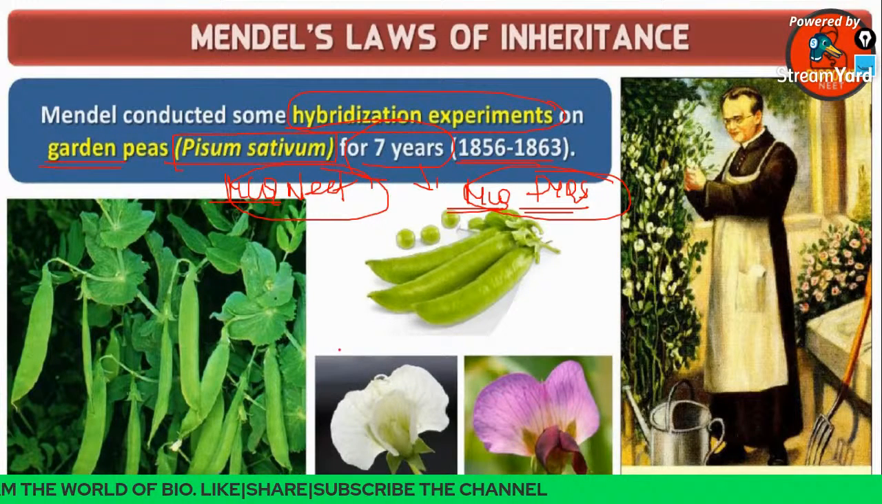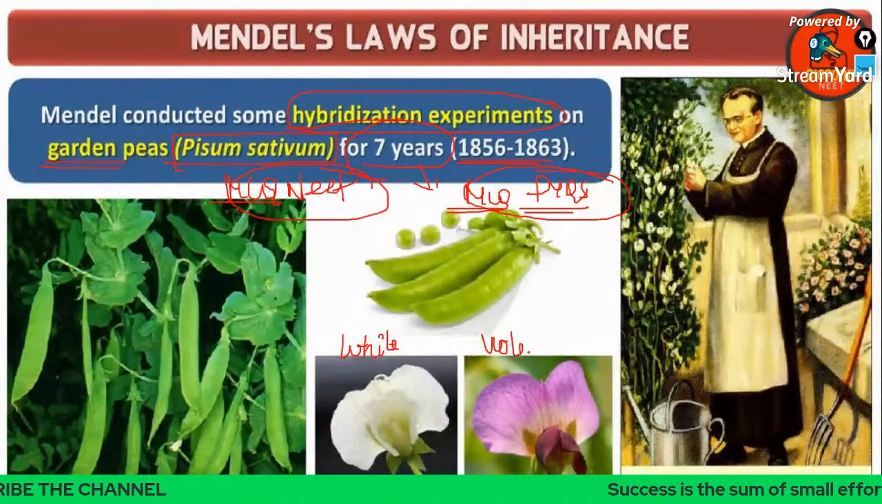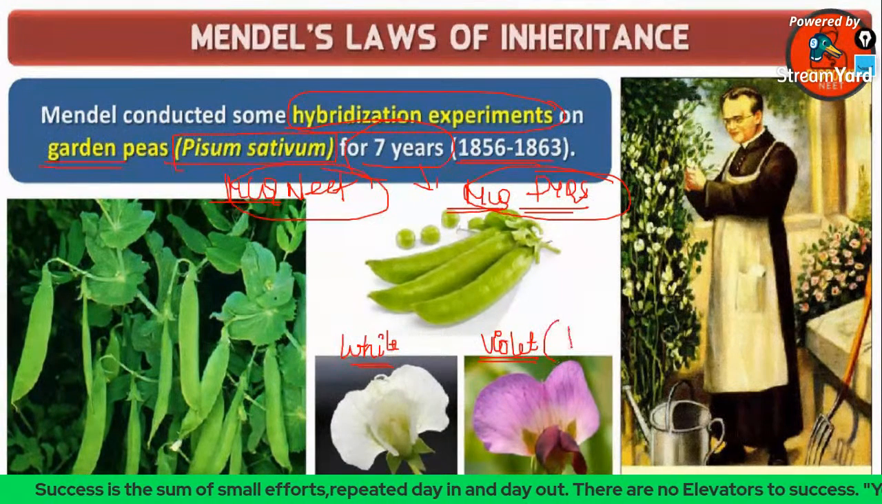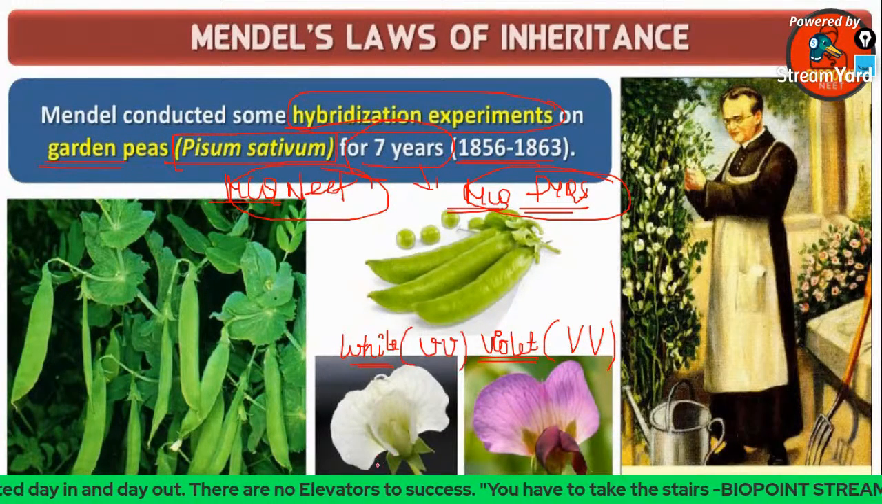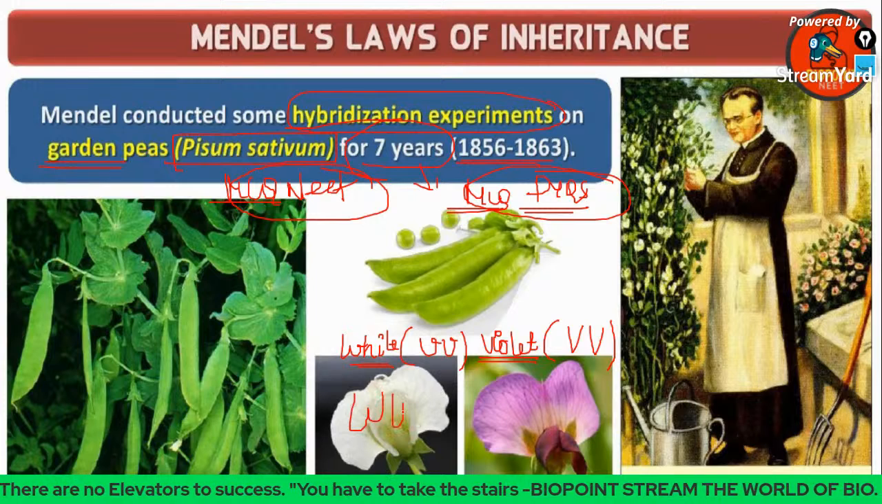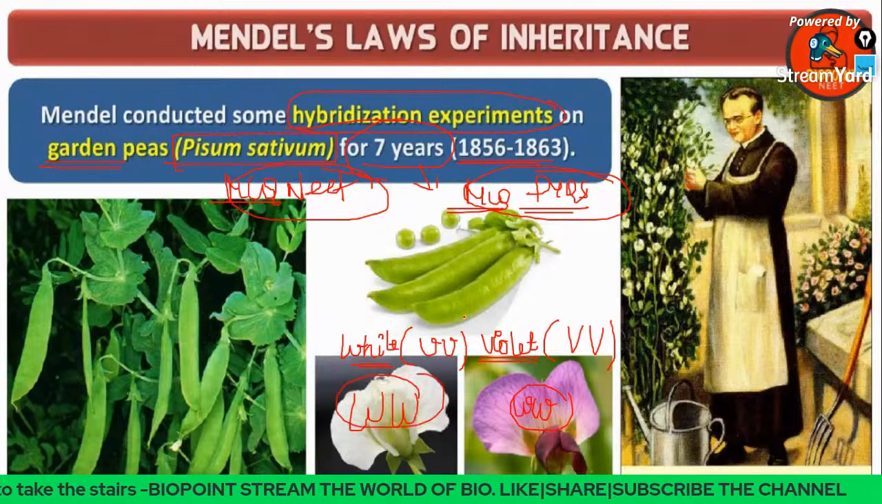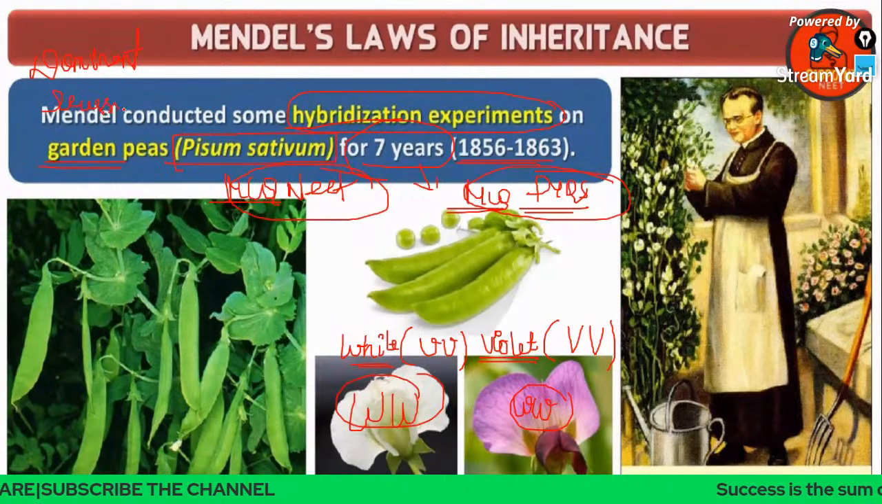So guys, you can take this to be the white flower, and this to be the violet flower. If in the question it is given as violet, we know that violet is the dominant, so you'll take capital V, and white you'll take small v. Or if white is dominant, then capital W, small w. So the capital letter indicates the dominant trait and the small letter indicates the recessive trait. Is that clear?